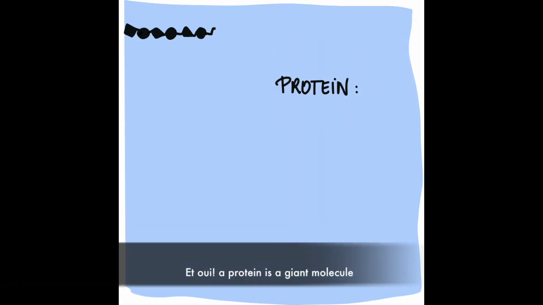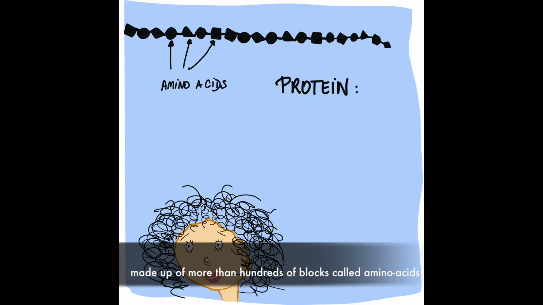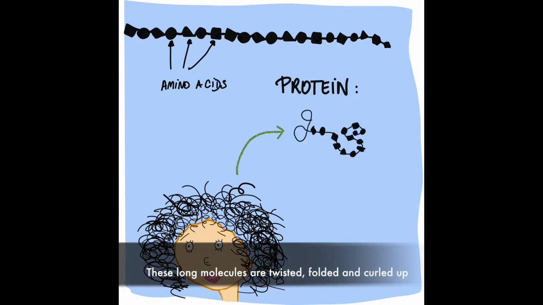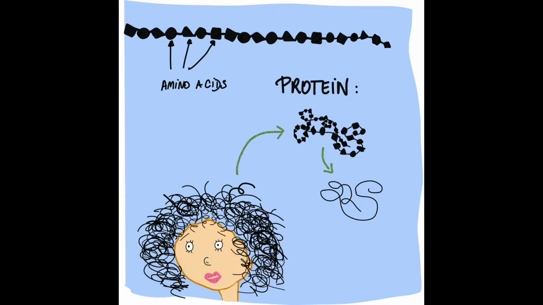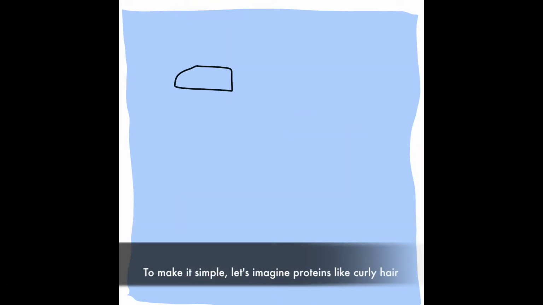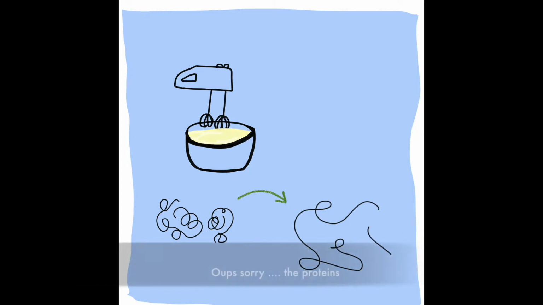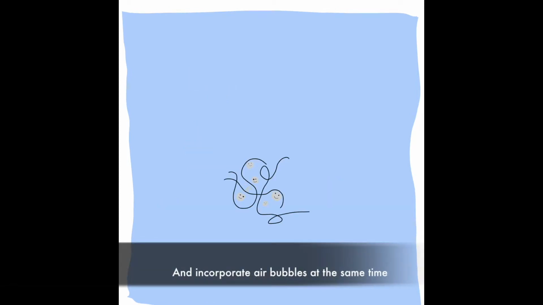Eh oui, a protein is a giant molecule made up of more than 100 blocks called amino acid. These long molecules are twisted, folded, and curled up. To make it simple, let's imagine a protein like curly hair. Ooh la la! When you whisk an egg white, the quick movement of a whisk unravels the hair. Oh, oops, sorry, the protein, and incorporates air bubbles at the same time.